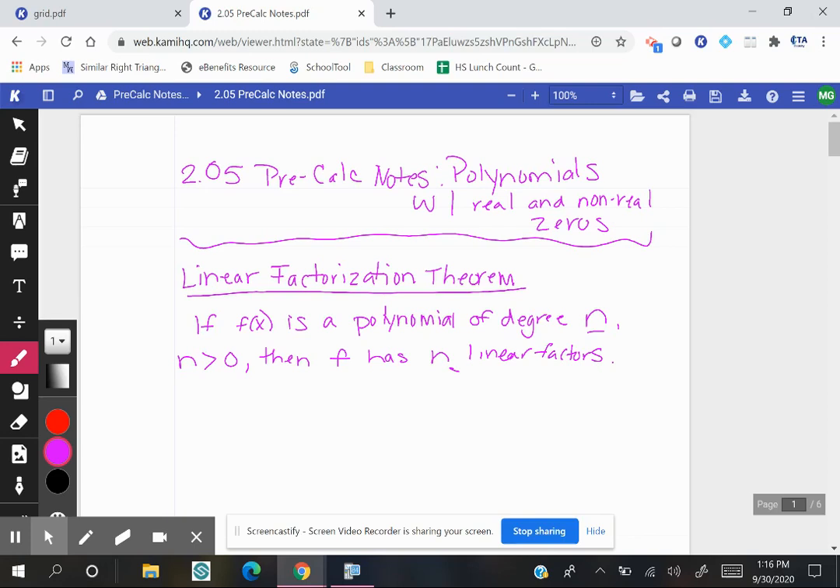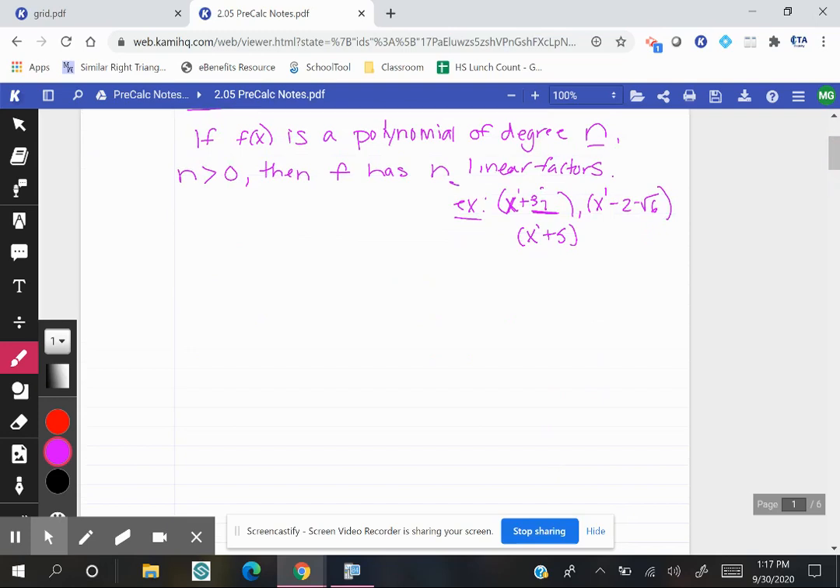Well, what's a linear factor, you might ask? Linear factors are factors, so in the parentheses, where you have x to the first power. So something's being added or subtracted to that x. It could be radicals, it could be imaginary numbers, but it starts with just x to the first. It could be x plus 3i, it could be x minus 2 minus rad 6, it could just be x plus 5. Those are all linear factors, but what they have in common is it's x to the first. Just like a line is y equals mx plus b, x is to the first power.